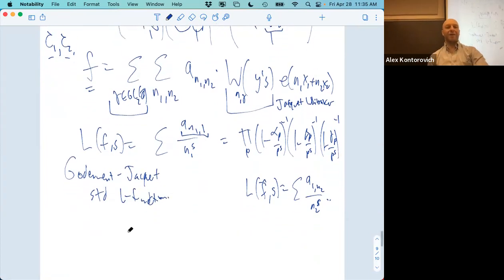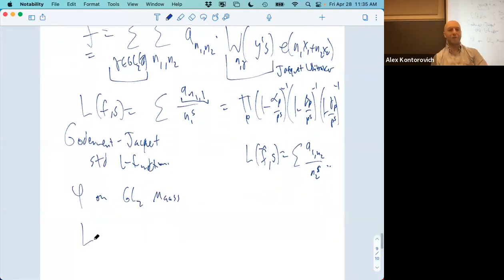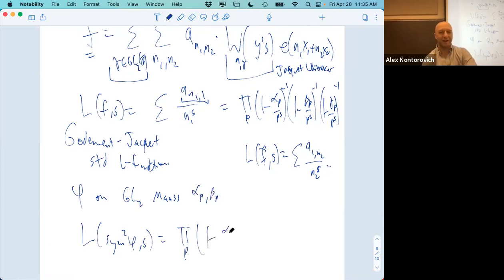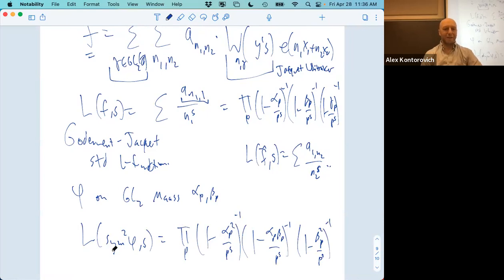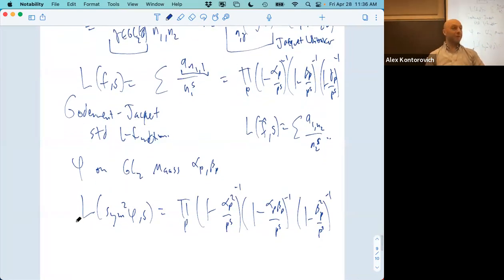What I said before was that the symmetric square lift was proved by Gelbart and Jacquet. Anyway, if you have a phi on GL2, like a GL2 Maass form, then you can cook up the symmetric square L function. This thing has parameters alpha and beta, and I think we discussed this. It's 1 minus alpha squared over p to the s, inverse, 1 minus alpha beta, which is 1, and 1 minus beta squared. And this thing, we do know the lift of.